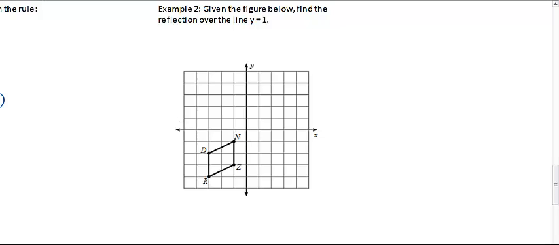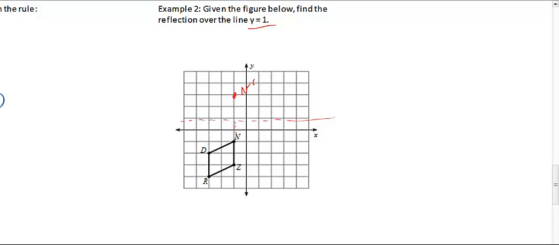We are reflecting over a line that is not an axis, but it shouldn't give us too much trouble. We know it has to be perpendicular, and the line y equals 1 is a horizontal one. So I need to travel vertically, and it's just a matter of finding the correct distances. N, for instance, is 2 units below the line of reflection, so I need to travel 2 units above, and that's where N prime should be.